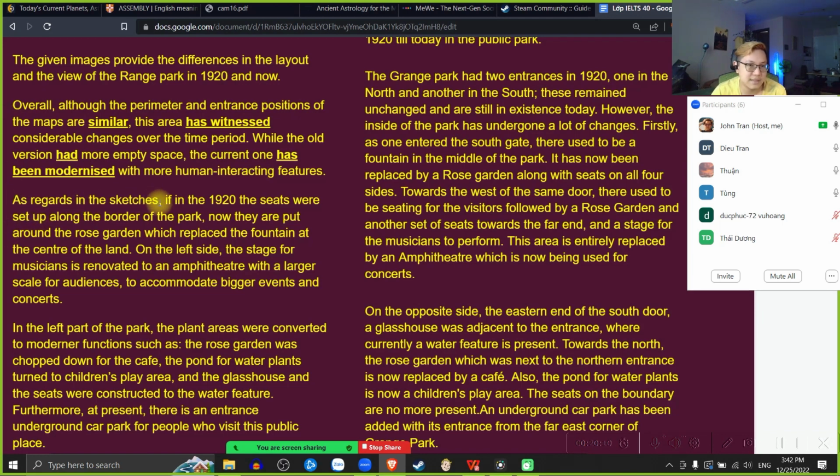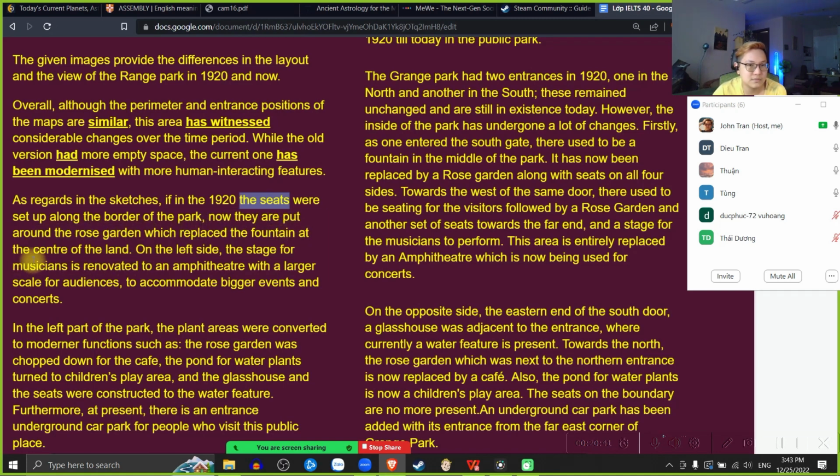As regards the sketches, it sounds like, okay, fine. If in 1920, the seats, this one is a subject. The seats were set up along the border of the park.